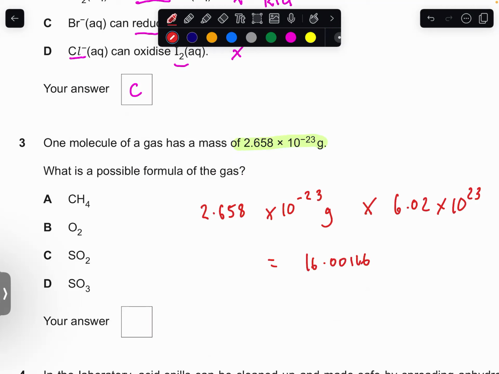16.00116. If you look at the molar masses, that's 32 plus 48, which is about 80. That's about 64. This is 32. This is 16. Answer will be A. Yep, and the mark scheme supports that.